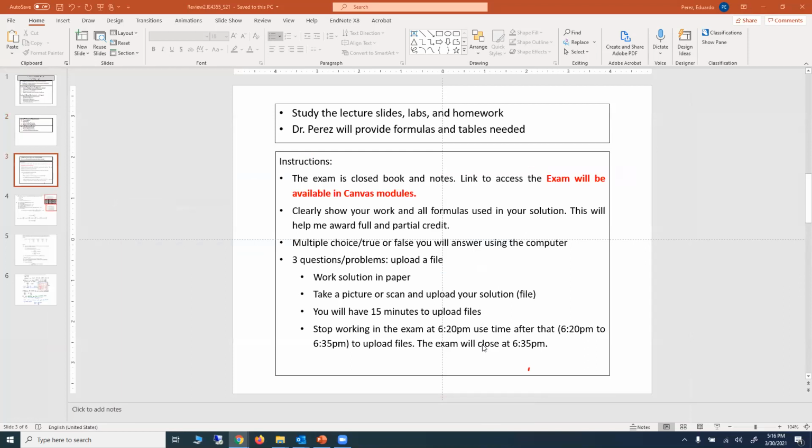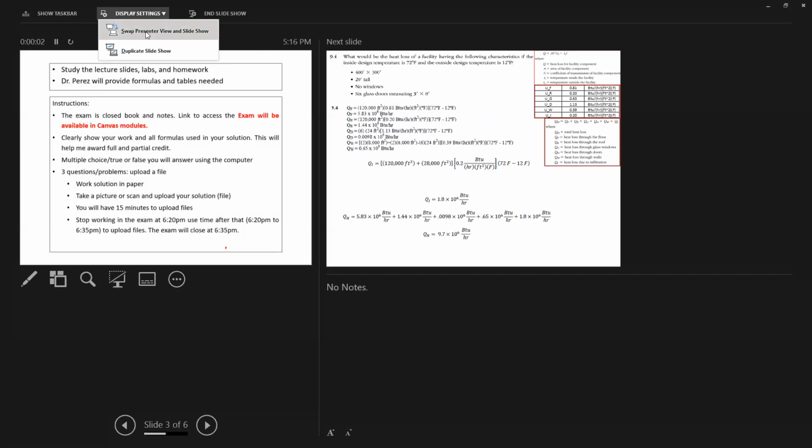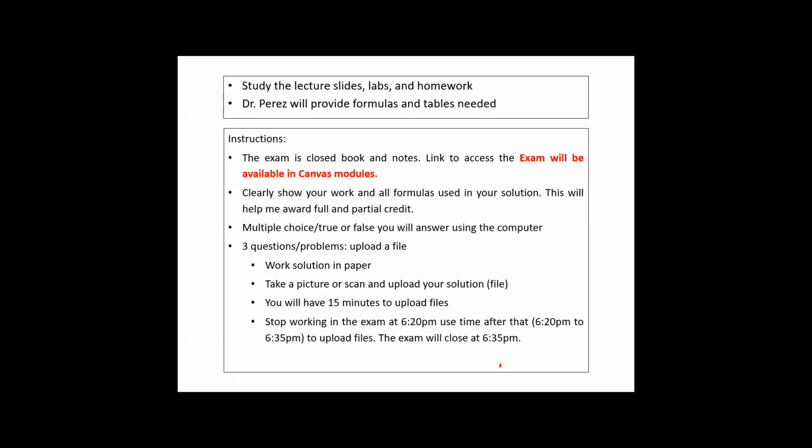So in terms of how to prepare for the exam, as I mentioned already, study the lecture slides, the labs, and the homework. I will provide the formulas and tables and the coefficients that are needed for solving the problems. The exam is closed book and notes. The link to access the exam will be available in the Canvas module at the time of the lecture. Clearly show your work and all formulas in your solution. This will help me award full and partial credit.